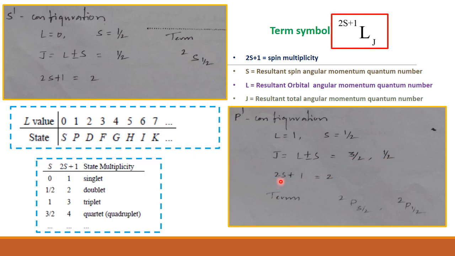Then the spin multiplicity 2S plus 1, here S is 1/2, so 2S plus 1 becomes 2. So spin is 1/2 means automatically you will get multiplicity 2. So it gives a doublet. So the term is 2S plus 1 L J. Here the spin multiplicity remains 2 in both cases. As L is equal to 1, we are getting a P term. And J values, you have two values, 3/2 and 1/2. So two terms will arise for the p1 configuration.